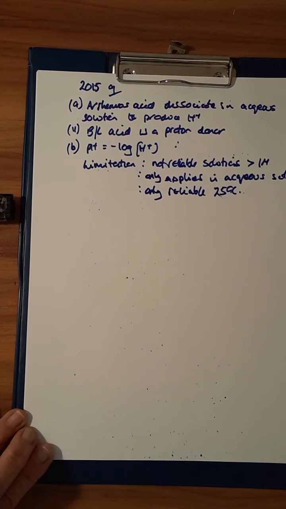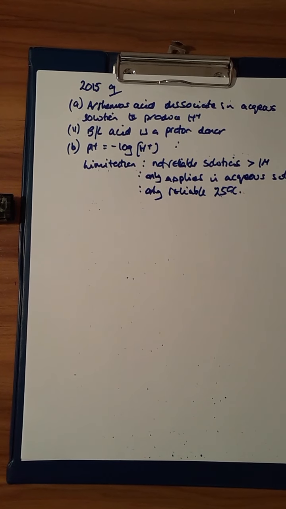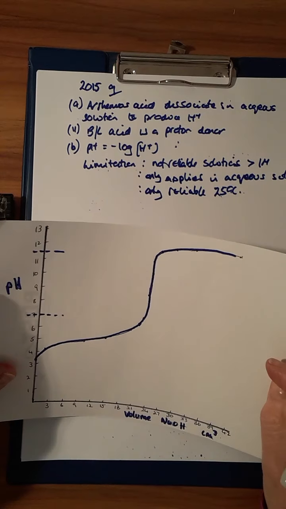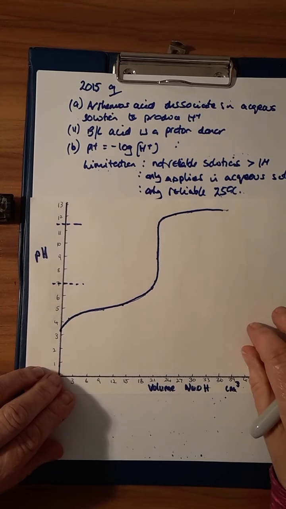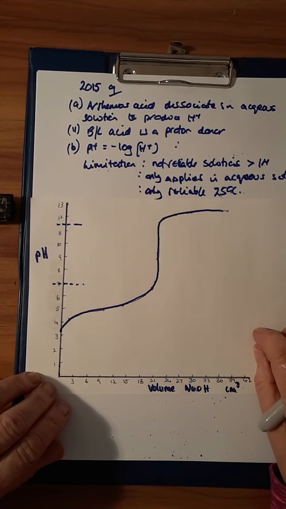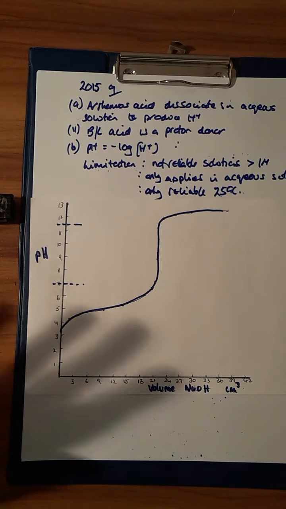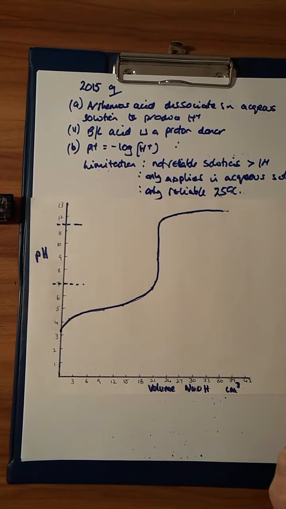Now the next part: you have a table given to you with volumes of NaOH added to an ethanoic acid solution, and you're given the pH and you have to draw a graph. So you end up with this kind of thing. Obviously you do it on graph paper, girls. I haven't done it on graph paper, but I should.